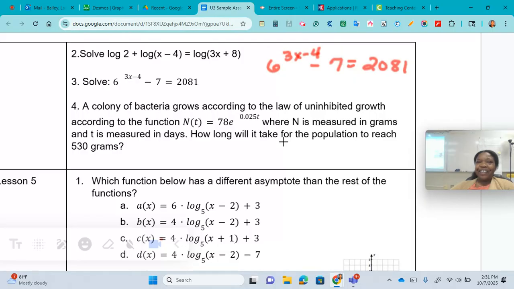Now, the opposite of negative 7 is... Yes. 6 to the 3x minus 4 equals 2081 plus 7 is 2088.